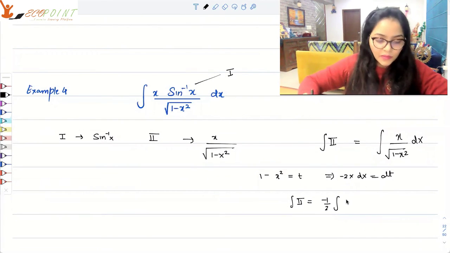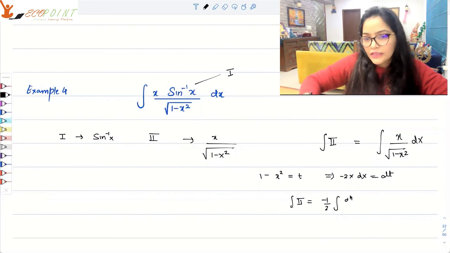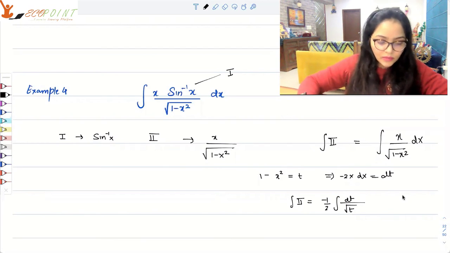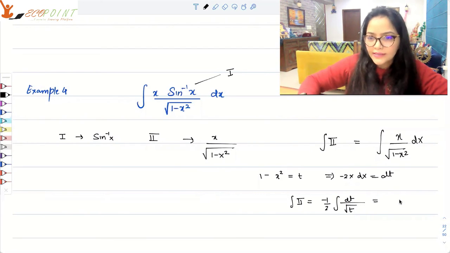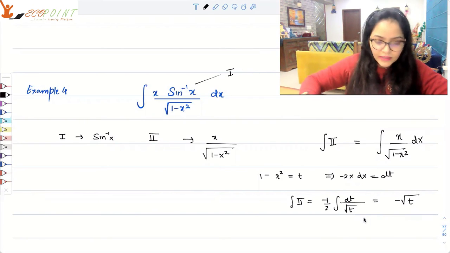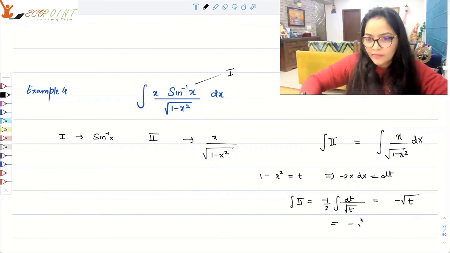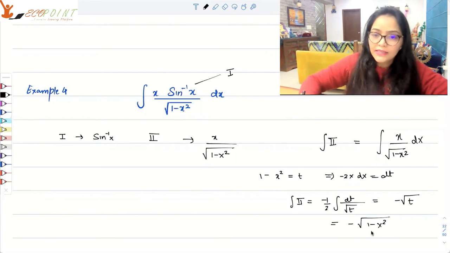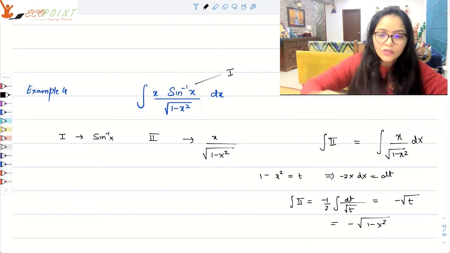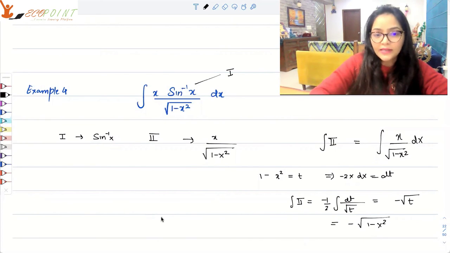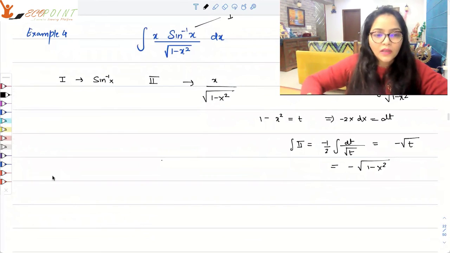So minus 1 upon 2 dt upon square root of t, right? Square root of t, which will give you as a result minus square root of t, right? Which means that what do I get? I get minus 1 minus square root of 1 minus x square. Okay, so that's your integral of second, which we would require in between. That is why I just figured it out.